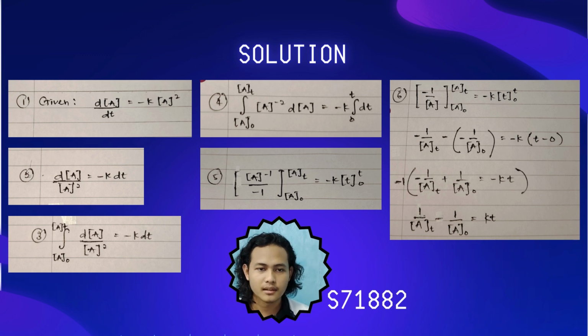And after we insert A0 and At, we will get on the left side negative 1 over At minus negative 1 over A0, and on the right side, negative kt is what remains. And when we multiply the whole equation by negative 1, we will get 1 over At minus 1 over A0 equals kt, which is the equation that gives us the concentration A.